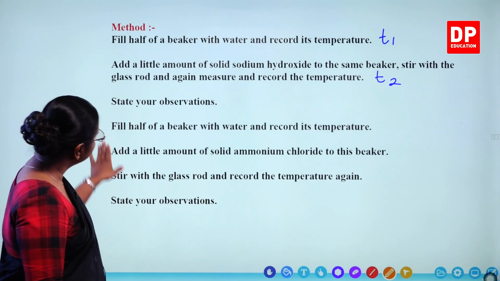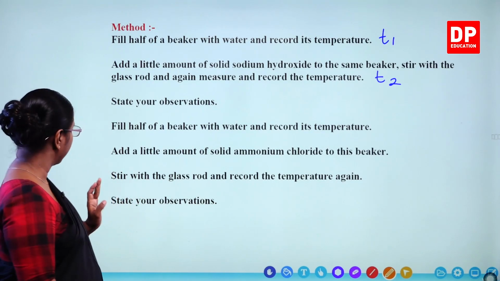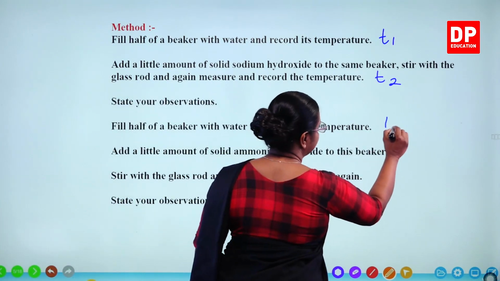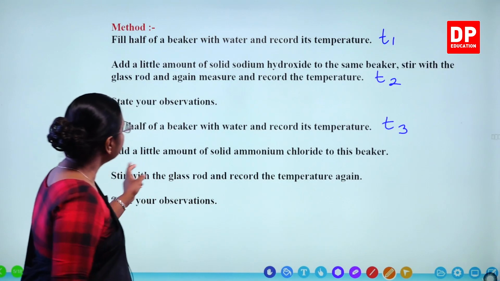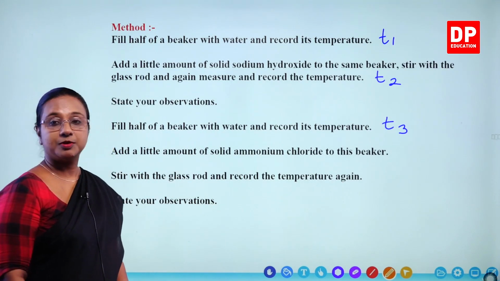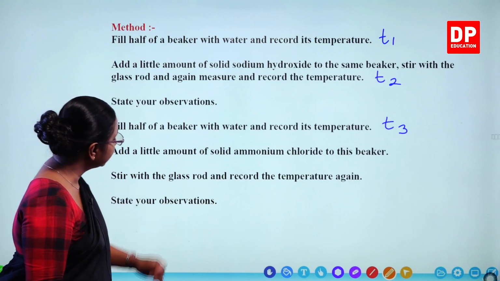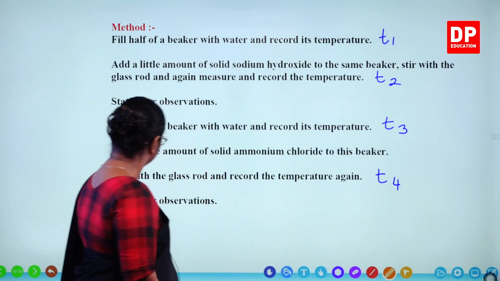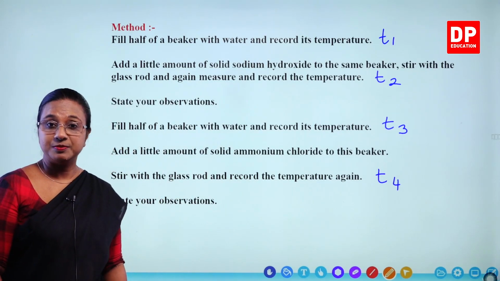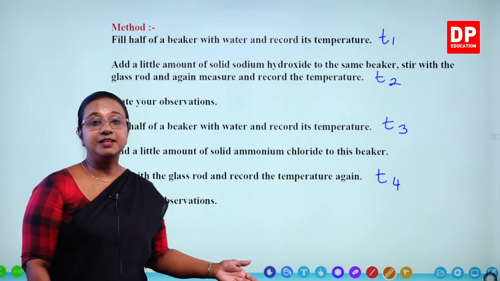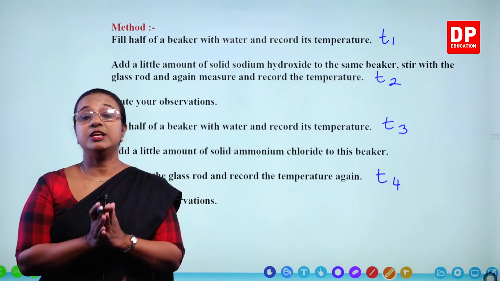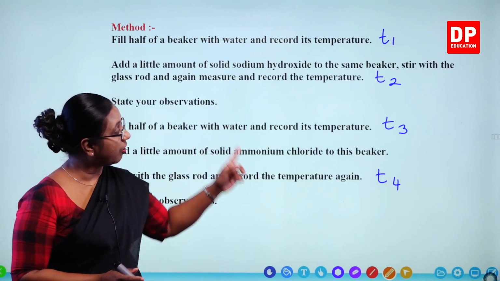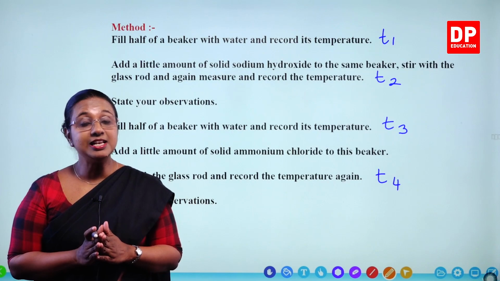The same way, we do the activity with ammonium chloride. Fill half of a beaker with water and record its temperature. We can, let's say, take it as T3. Add a little amount of solid ammonium chloride to this beaker. Stir with the glass rod and record the temperature again. So that will be T4. And again state your observations. So this is a very simple activity. We need 2 beakers, 2 different solids. We dissolve them and observe the temperature change by recording the initial and final temperature.